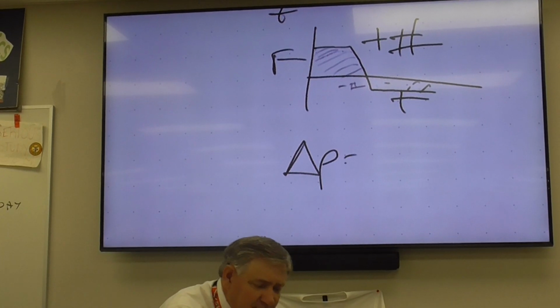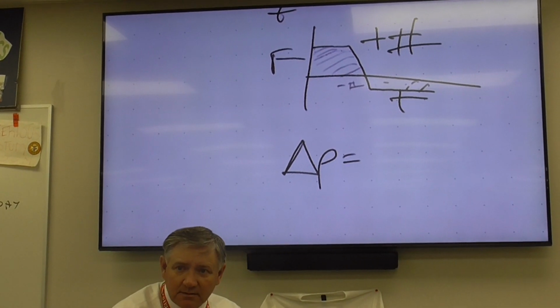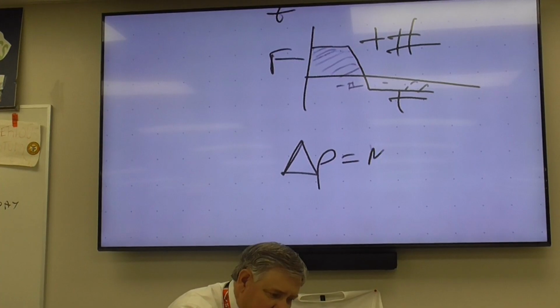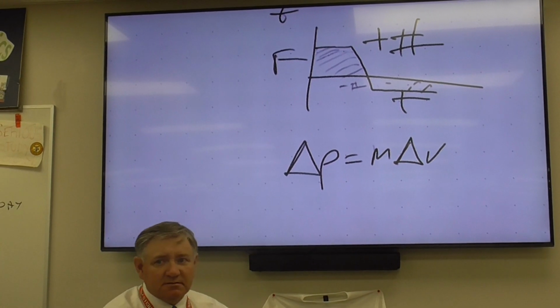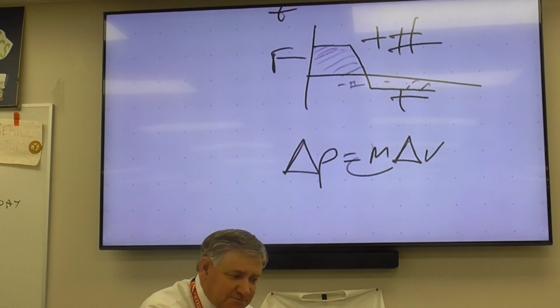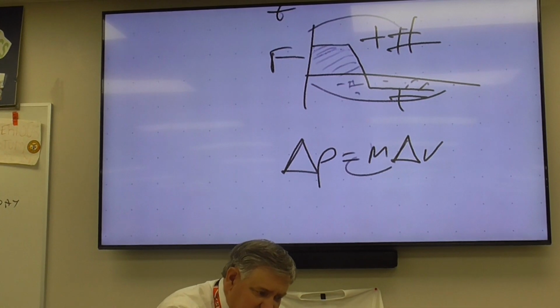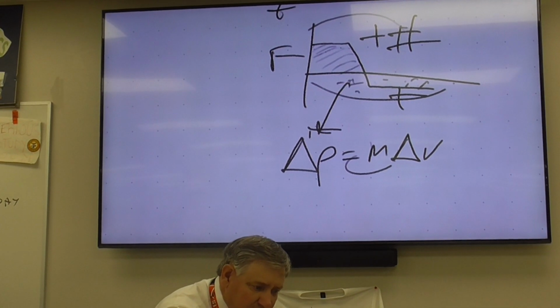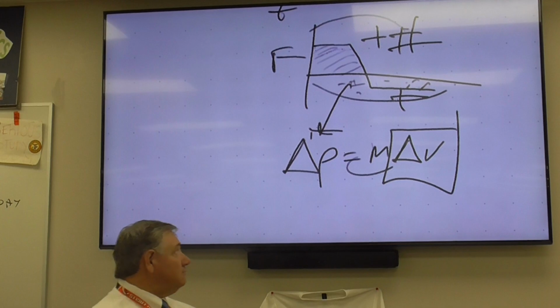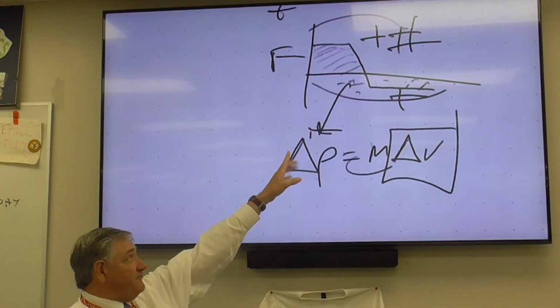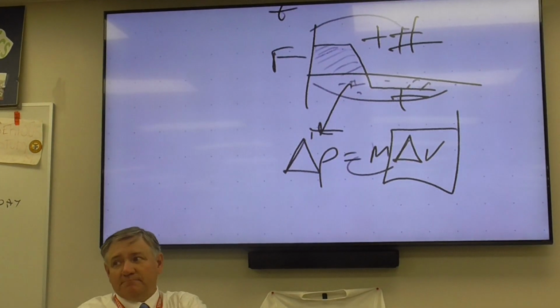Now, change in momentum would also equal what? m times delta v, mass times change in velocity. So if you knew the mass of the object and you can find the overall net change in momentum, you could find the change in velocity.